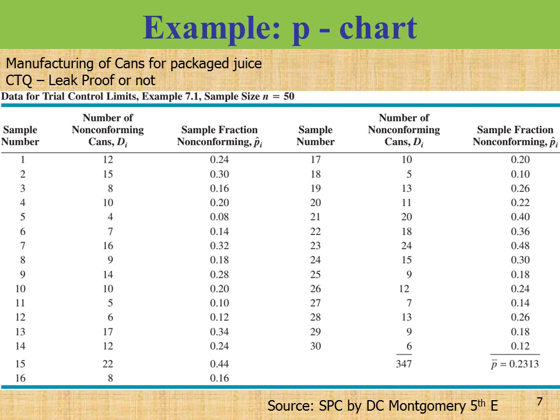So here for sample number 1, the total number of non-conforming produced is 12. It is divided by 50, which gives us pi cap to be 0.24, and in this manner we find 30 different values of pi cap. And finally, at the bottom of the sixth column, we calculate the p bar value, that is the average value of fraction non-conforming, by adding all the pi cap values and dividing the sum by 30, and that gives us p bar equal to 0.2313.